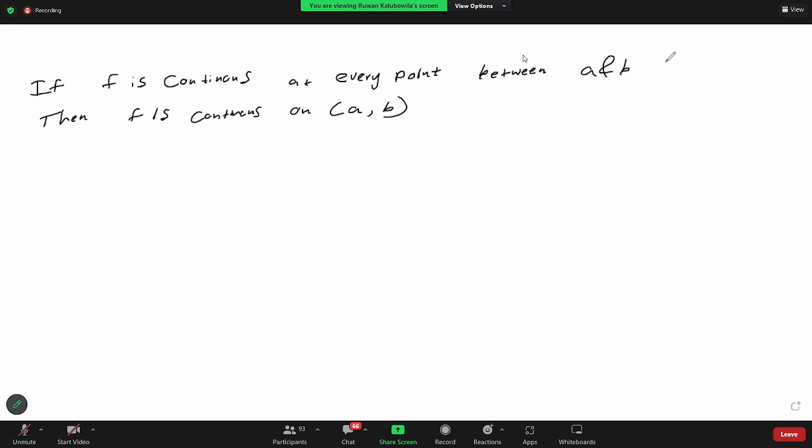If we can say f is continuous at every point between a and b, let's say a and b like this on the number line, when you consider each and every point in between a and b, if f is continuous, then you can write down that f is continuous on this interval, right?